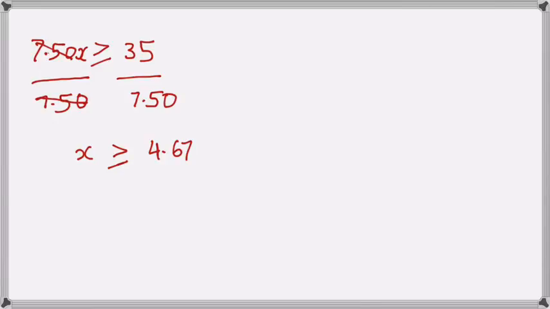So X is the minimum number of hours, right? X is the minimum number of hours that you need to work to make $35. So you work 4.67 hours or greater. You work either 4.67 hours or more than 4.67 hours. So you can make at least $35, okay? So the answer is, here's the answer, X greater than or equal to 4.67.